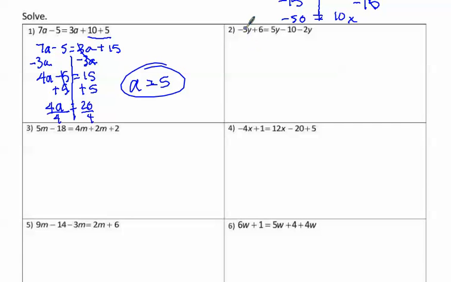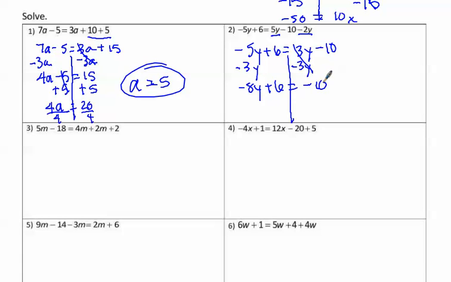Problem 2, negative 5a plus 6 is as cleaned up as it's going to get. 5y minus 10 minus 2y. I can combine 5y and negative 2y to get 3y minus 10. Now I can rearrange. Subtract 3y, subtract 3y. Negative 8y plus 6 equals negative 10. It's a two-step equation. Move your constant first. Divide each side by negative 8 to get you a positive 2.